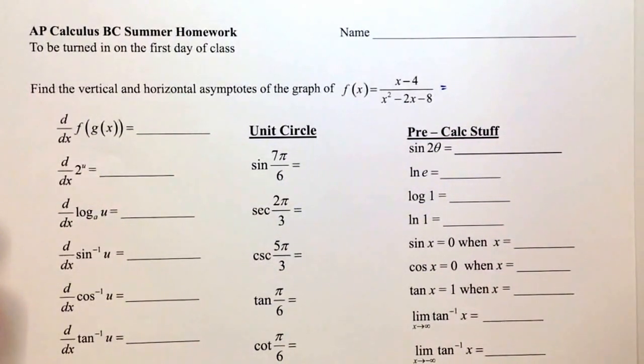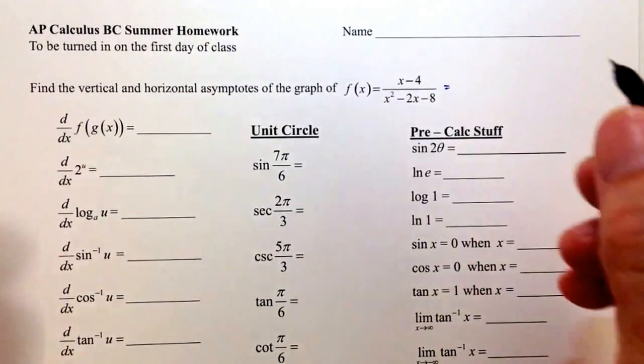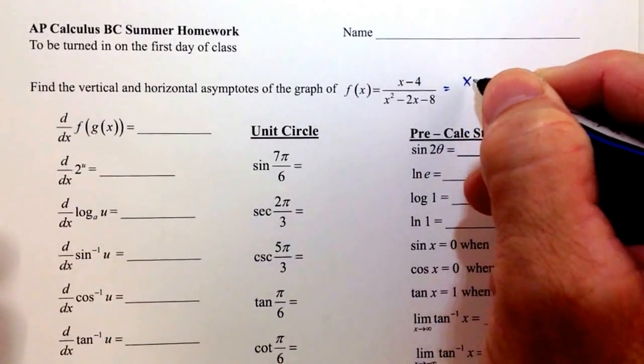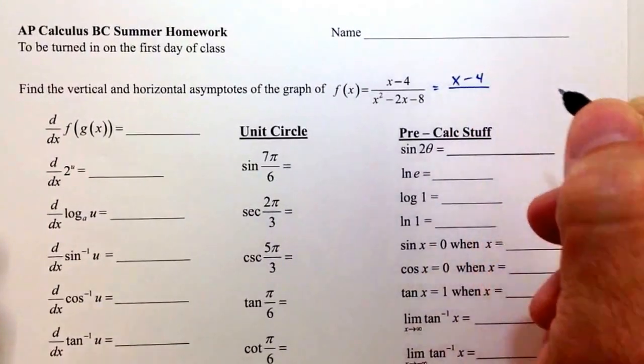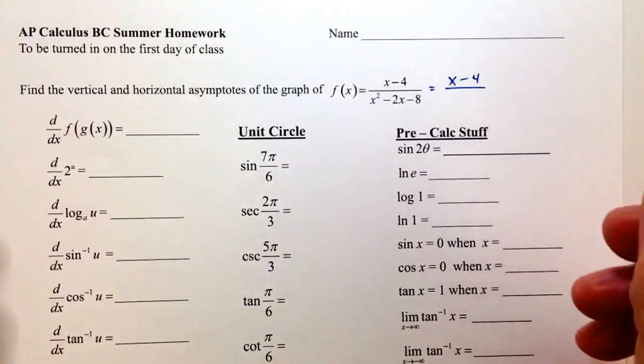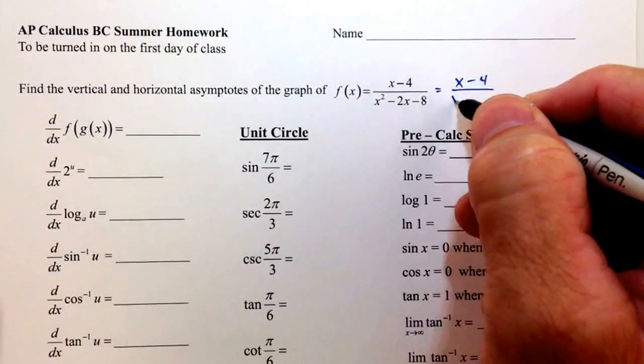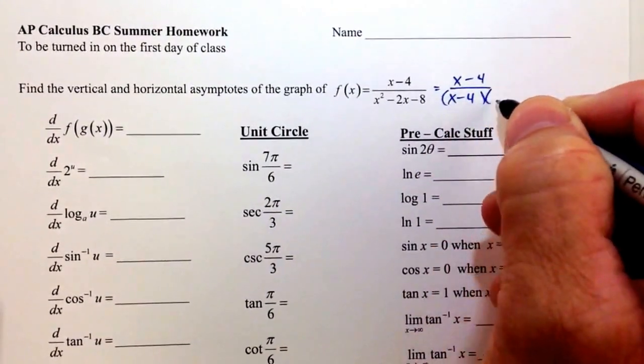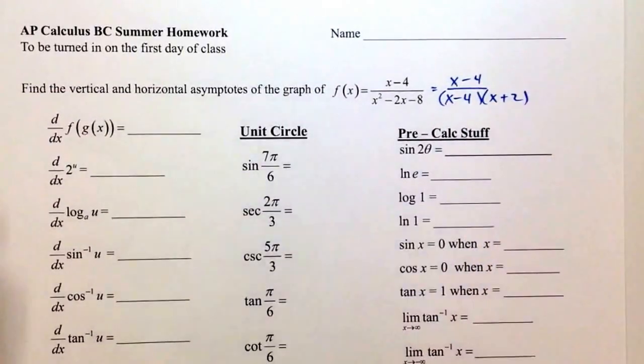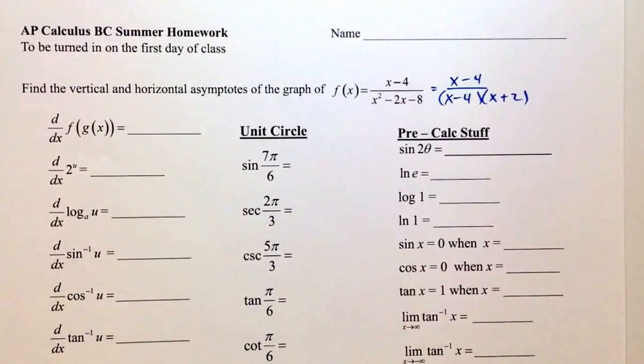So the first problem, find the vertical and horizontal asymptotes. First thing I want to notice here is that I've got a rational function, and a rational function behaves pretty consistently if I can factor the denominator, which I can, and then cancel one of those factors.